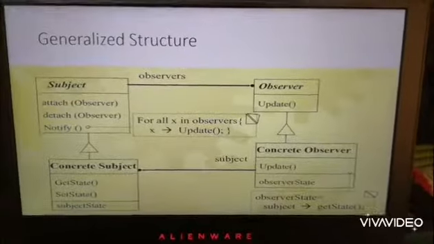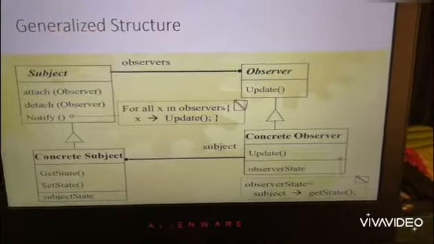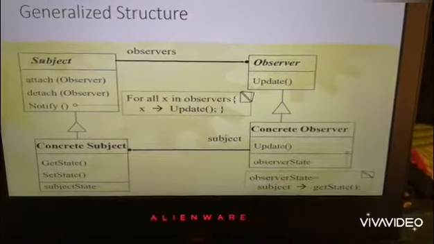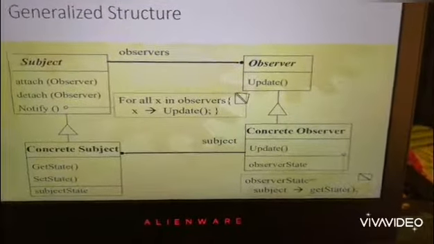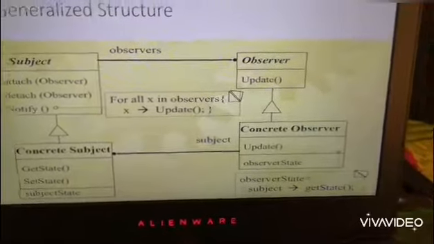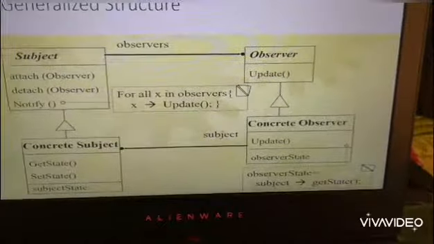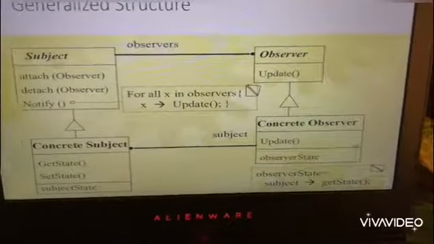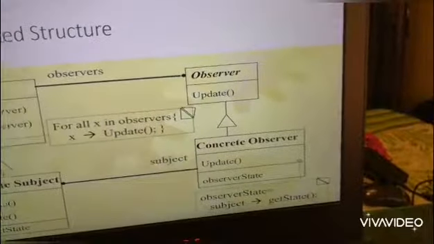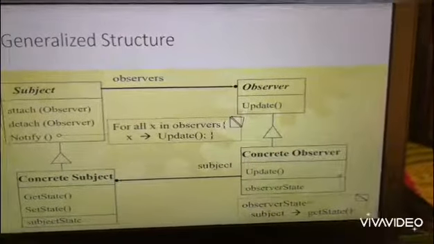Now, this is the generalized structure. Here, the subject is the interface for the concrete subject, and the concrete subject implements the subject interface. Likewise, the observer is also an interface for the concrete observer, and here the concrete observer is the actual object that is observing the state of the concrete subject.